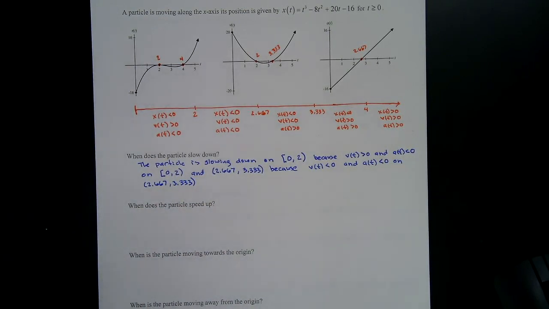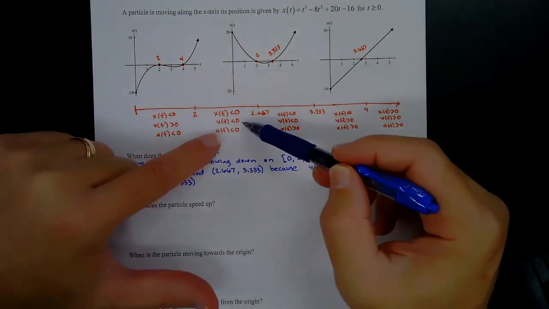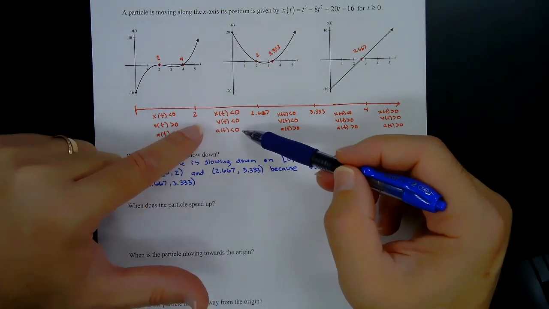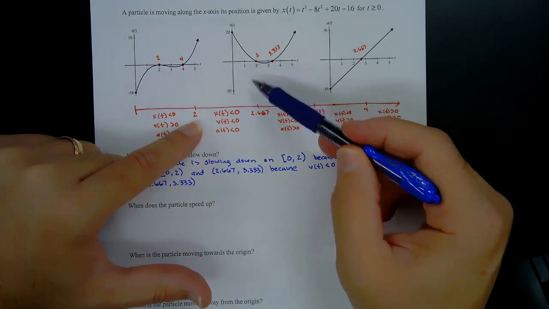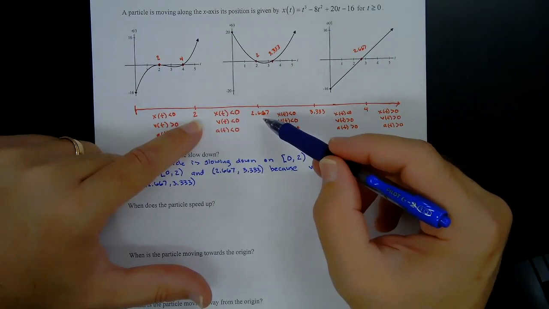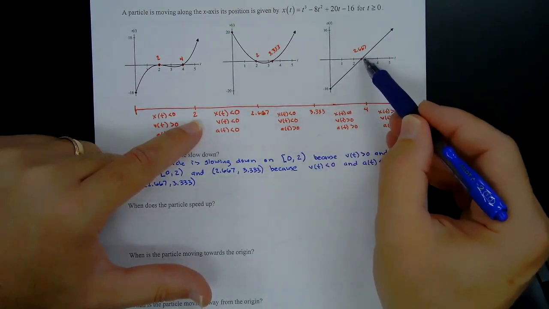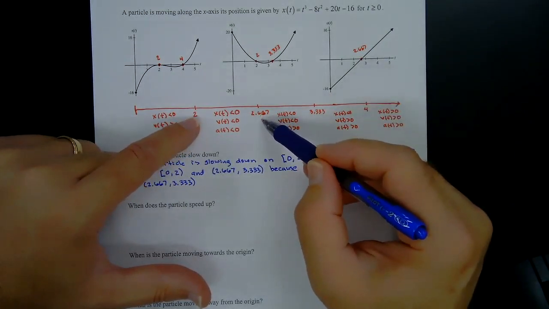Okay, when is it speeding up? So speeding up is when the velocity and acceleration are either both positive or both negative, okay? So it's not happening here. It is happening here. So is it speeding up at 2? At 2, no, because the velocity is 0 there. So we're not going to include 2. How about 2.667? At 2.667, the acceleration isn't positive or negative there, so it's 0. So we're not going to include either of these endpoints, okay?